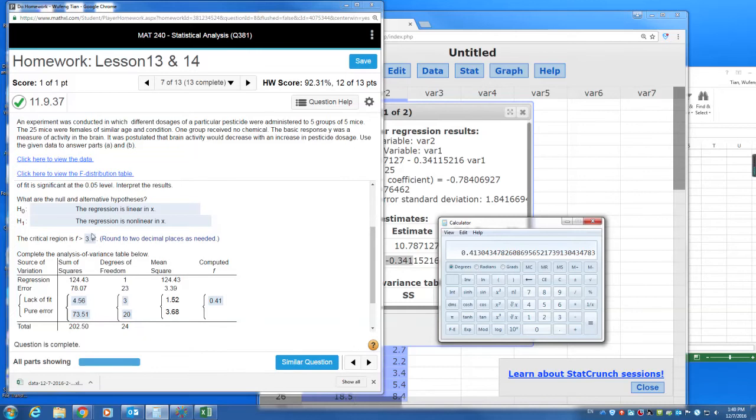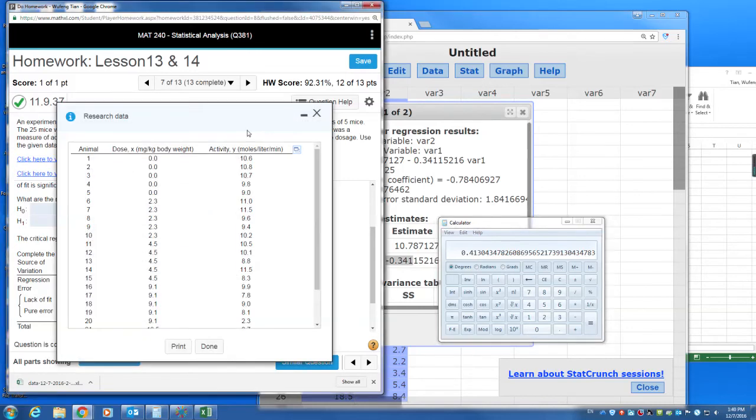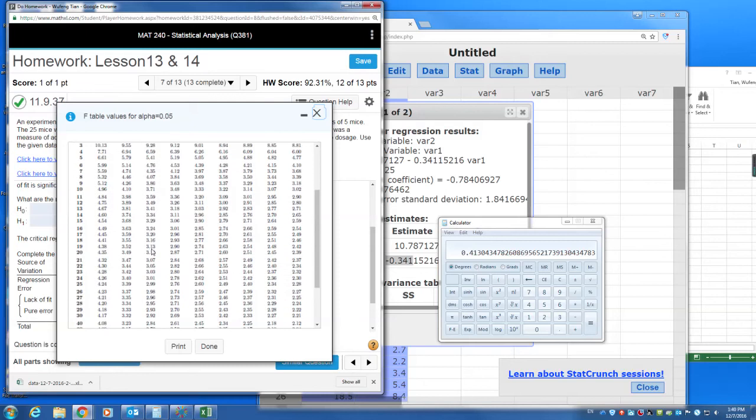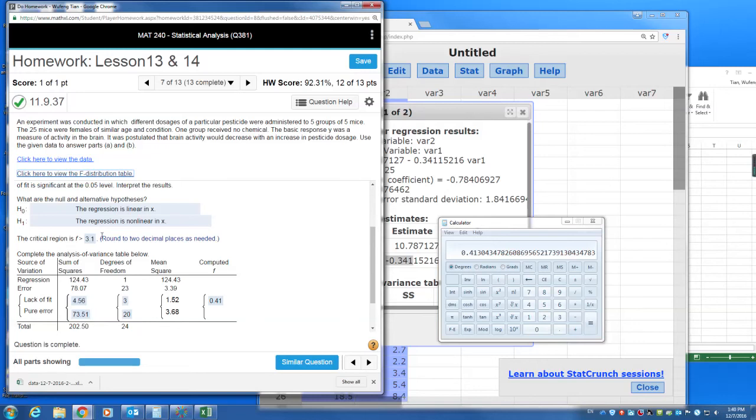Okay, so for the 3.1, you click to view the F distribution. F distribution, go to 3 and 20. You can see that 3 and 20 is 3.1. That's how you do this one. Now, how do you find the 4.5 and these two numbers?